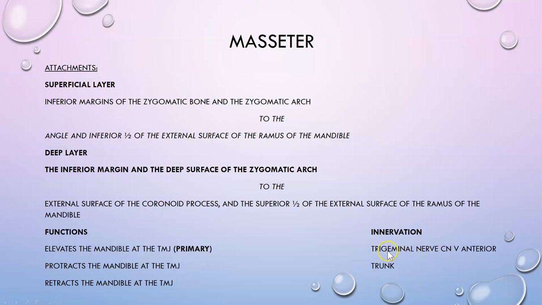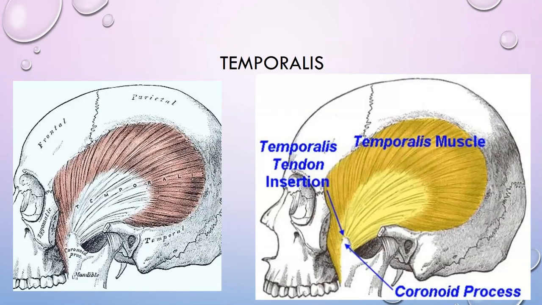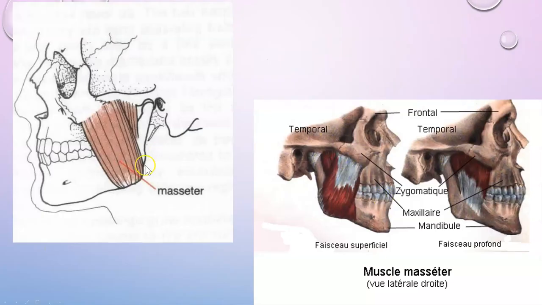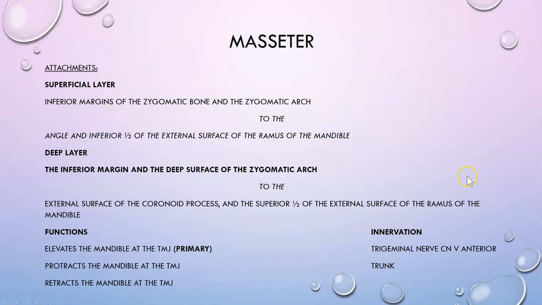Its innervation, again, is the trigeminal nerve, cranial nerve 5, the anterior trunk. I'm not going to get caught up in the trunks. I just want you to know the major muscles, in most cases here, which would be the trigeminal nerve for the first 2 muscles. So again, we see here the masseter relatively square or rectangular. There is a superficial head and its attachments, and then we have a much deeper head here.